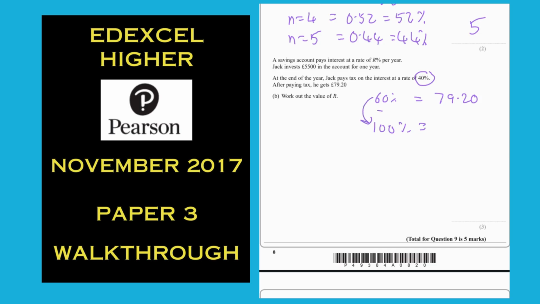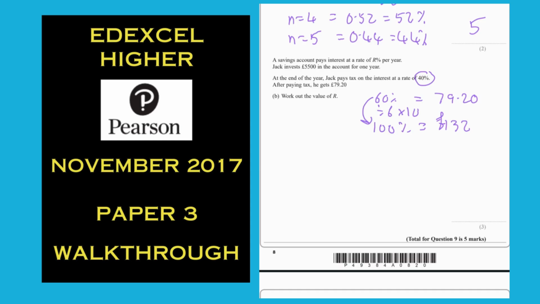So best way to go from there to there, in my opinion, divide by 6, that gives you 10%, and multiply by 10. And if you do the same on the right-hand side, take that amount, divide it by 6, times it by 10, you get a nice £132. So that's the interest Jack got.